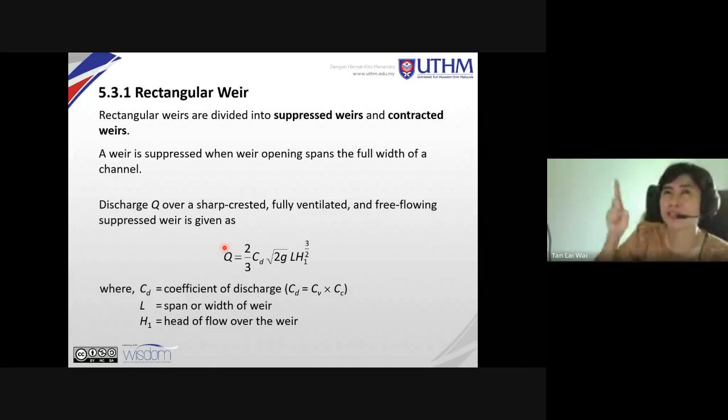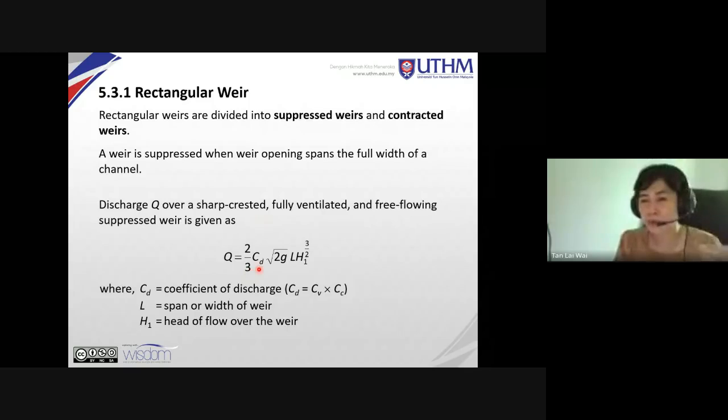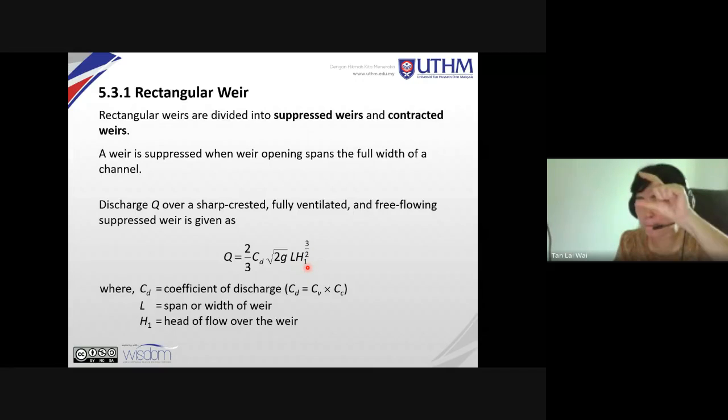Now discharge. Just like we said, the function of a weir is to measure the rate of flow. So now we are going to find the discharge. Discharge over a sharp-crested, fully ventilated, free-flowing weir. This is a typical equation. It's given as Q = 2/3 CD square root of 2g L H to the power of 3/2. H1, you know already, is the depth of flow above the crest. L is the width of the weir opening, and CD is the coefficient of discharge.